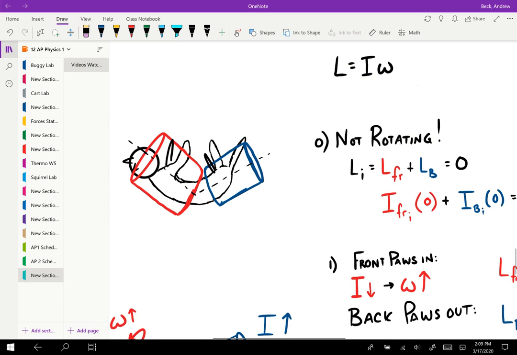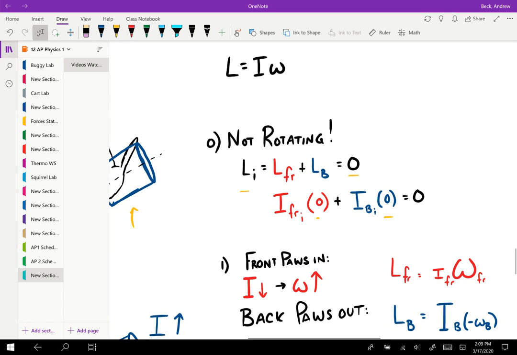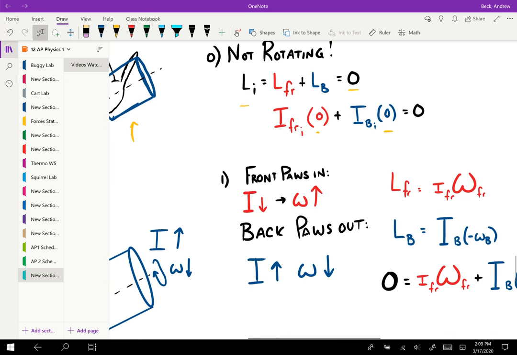So when we start off, we say, okay, we have no angular momentum. Our initial angular momentum is just 0 because our object is not rotating. So the angular momentum for the front half of the cat, which we're going to show in red, is equal to 0. And the angular momentum for the back half of the cat, which I'm going to show in blue, is also 0. So we start off, yes, it's got some rotational inertia, but because we have no rotational velocity, we have 0 total angular momentum for the cat.